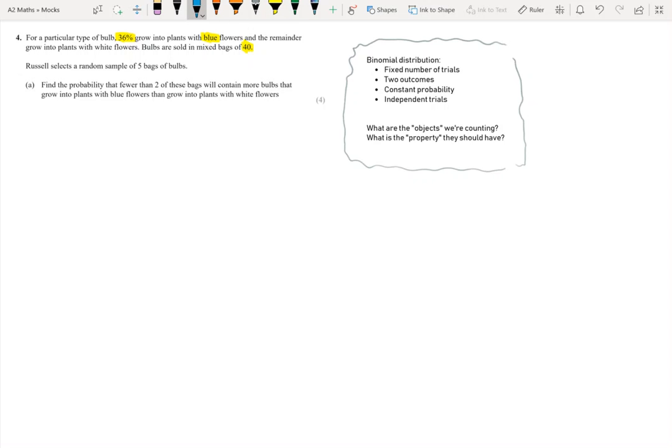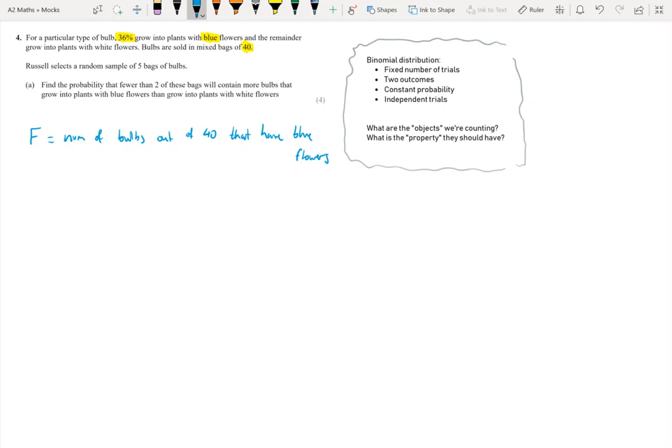So we're going to have maybe F for flowers. We don't really want to use B for blue because B overlaps with binomial. So F could be the number of bulbs out of 40, because that's how many are in a bag. So the number of bulbs out of 40, that keyword is a key point in this statement. Number of bulbs out of 40 that have blue flowers. That could be our way of describing a random variable. So a letter like F, it's called a random variable.